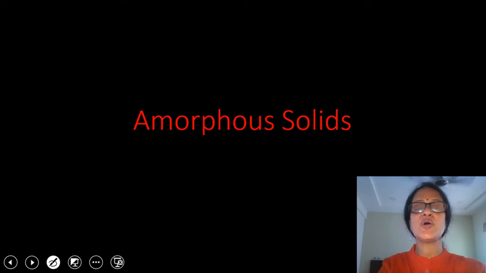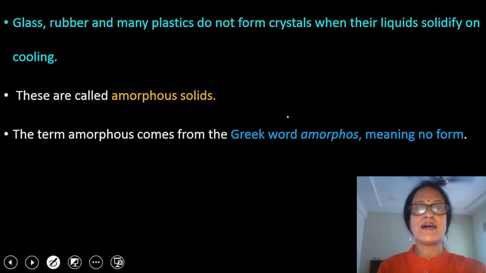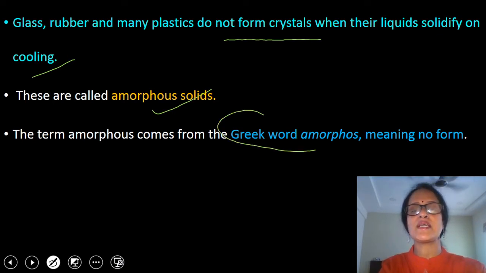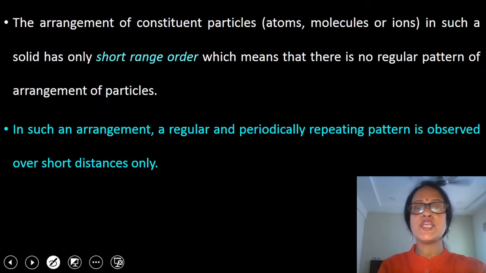Now we will learn about amorphous solids. Glass, rubber and many plastics do not form crystals when their liquids solidify on cooling. So they are called amorphous solids. The word amorphous comes from a Greek word, amorphos, meaning no form. The arrangement of constituent particles, which may be atoms, molecules or ions, in such solids has only short range order.